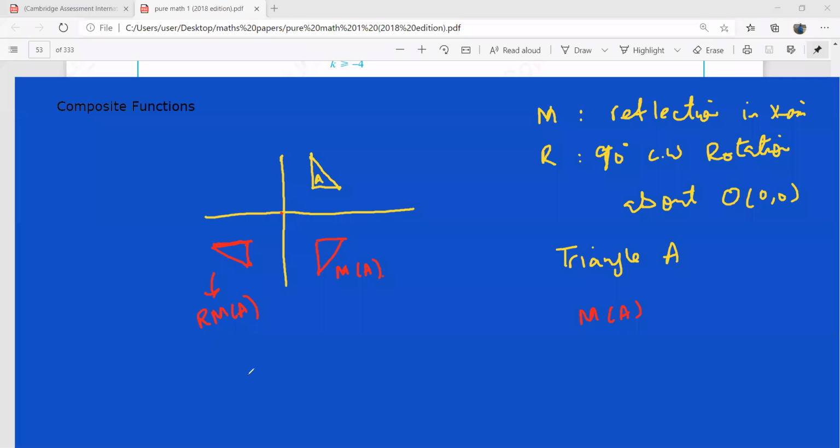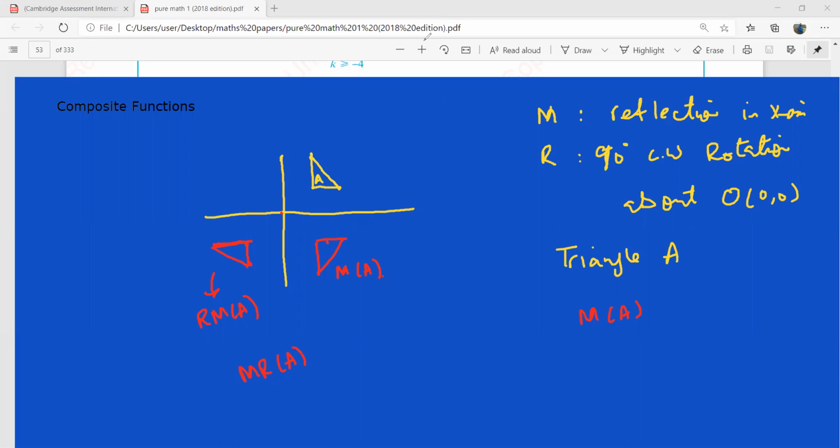What if we had to find MR of A? Would that be the same as RM of A? What would you be doing first if you have to find MR of A? Rotation. You will rotate it first. For example, when you rotate it, it might be coming towards here. RM of A and MR of A will not be the same.